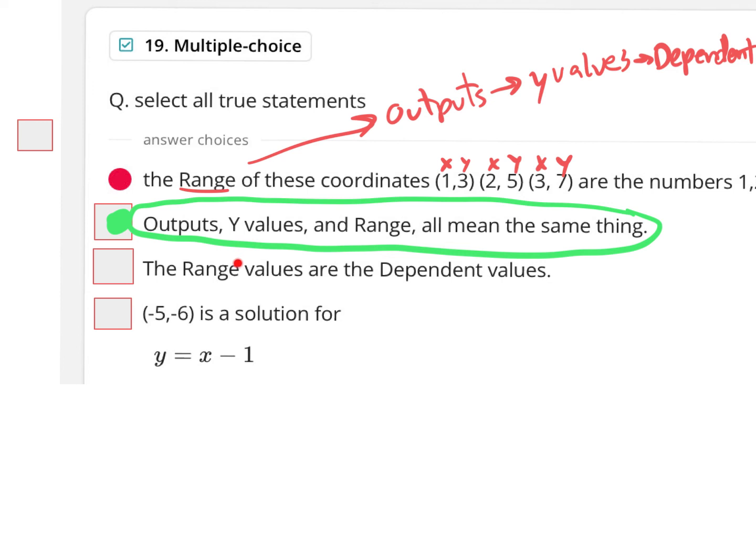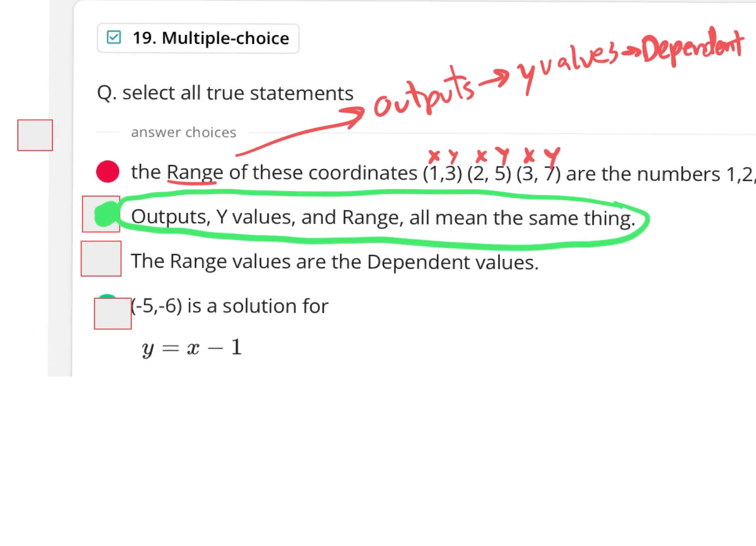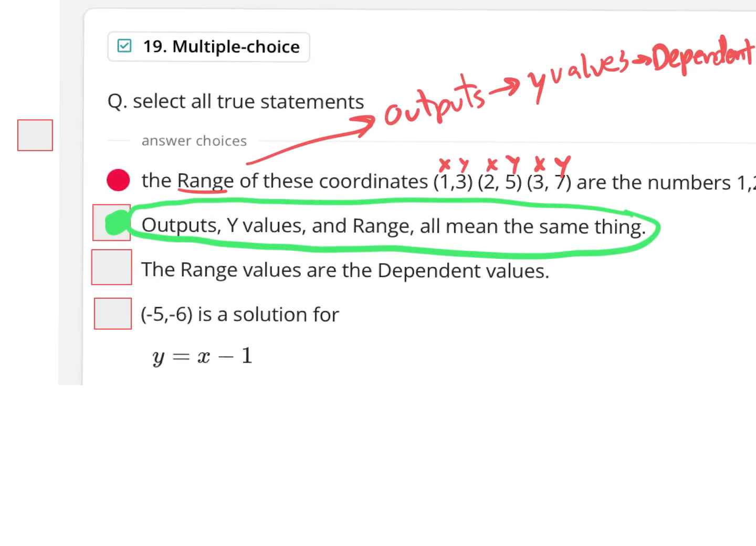It says the range values are the dependent values. That is true, that the range values are the outputs, they are the y values, and they do depend on your inputs. So that's a true statement as well. Whoops, couldn't move that. But anyways, that's a true statement as well. Put a green dot there.